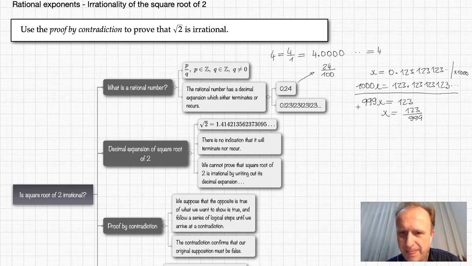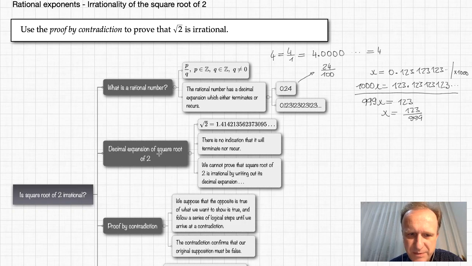There are, however, some numbers which do not have a recurring nor do they have a terminating expansion, and these numbers are not rational then. We call them irrational numbers. So numbers which cannot be expressed in the form of a fraction with p and q as integers.